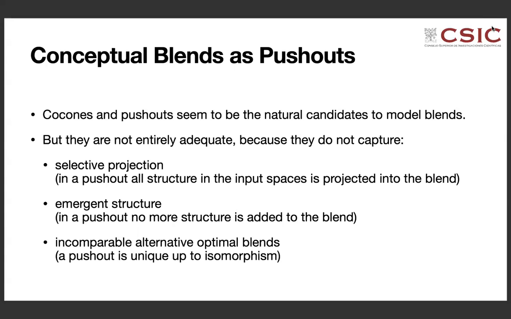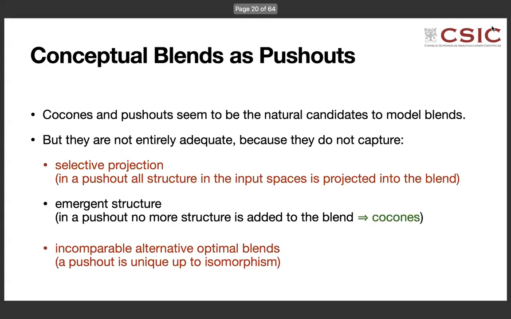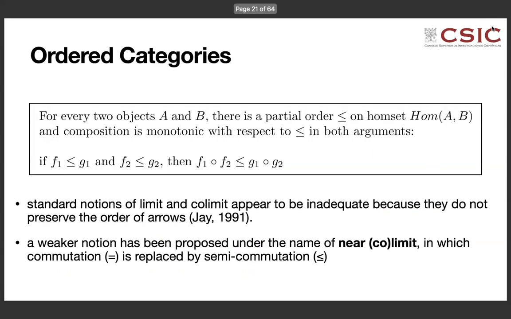And therefore, the approach that Joe Goguen offered is to tackle particularly these two aspects that I explain here in red, using ordered categories. The aspect of emergent structure can always be captured if we focus only on co-cones and not only on colimits, and we allow additional structure to be added on it. But the other things, the selective projection and the incomparable alternatives, is something that Goguen suggests to explore with ordered categories. That is, when we have a partial order on the arrows of the category, on the hom-sets between two objects.